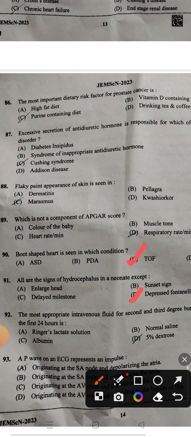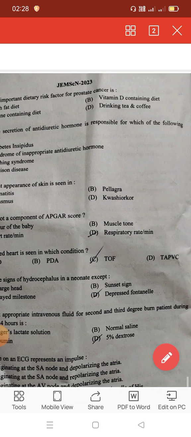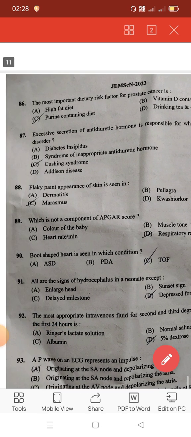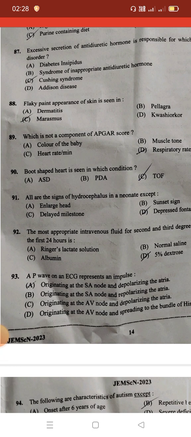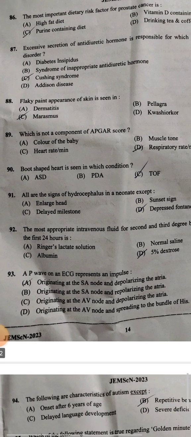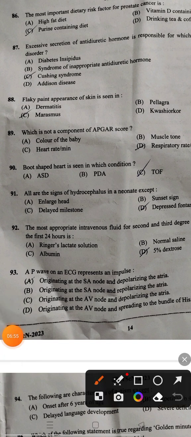Question number 92. The most appropriate intravenous fluid for a second and third degree burn patient during the first 24 hours is option A, Ringer lactate solution, option B, normal saline, option C, albumin, and option D, 5% dextrose. The correct answer is option A, Ringer lactate solution, which is used in case of burn within 24 hours.